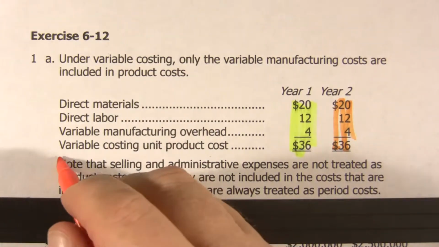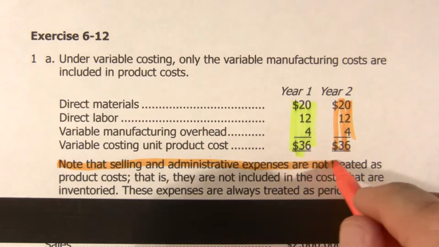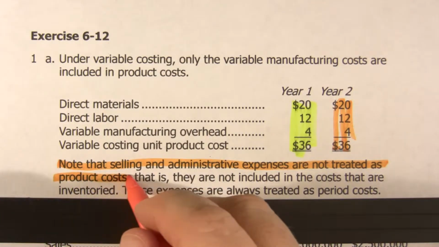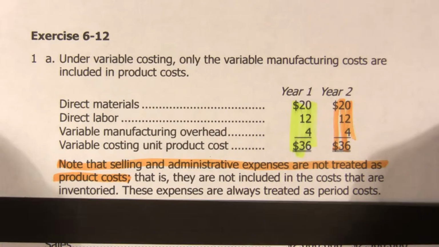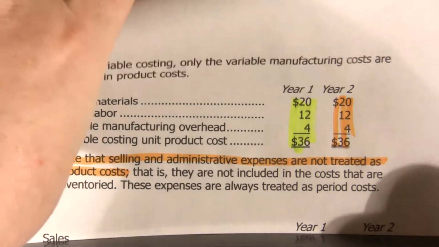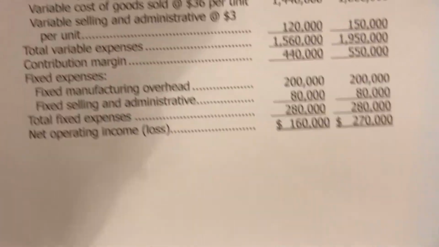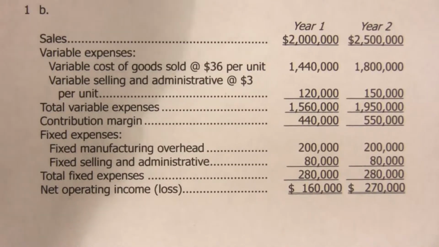And keep in mind that the selling and admin costs are never added in, whether they're fixed or variable. They are never added in, okay? So we know that the cost per unit each year is $36. So let's go on and do our income statement, take a look and see how it changes a little bit, okay?